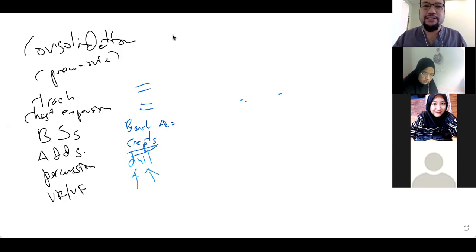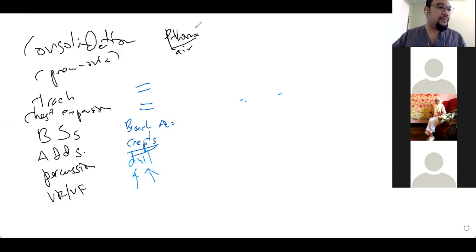Kalau dia jadi pneumothorax. Pneumothorax. So, pneumothorax maknanya apa? Ada air. Okay, alright. So, pneumothorax ni maknanya ada air kan? Okay. What will happen to the trachea? Maybe displaced. Trachea displaced. Displaced mana? Away from the... Displaced away.